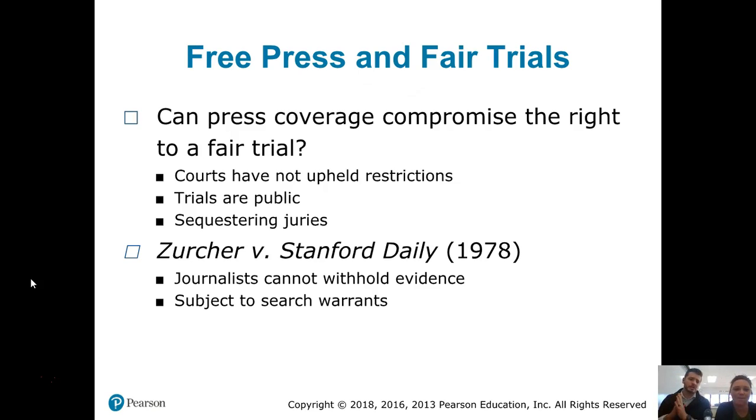Next up is Zurcher v. Stanford Daily in 1978. Anyway, the journalists, basically this decided that journalists cannot withhold any evidence.